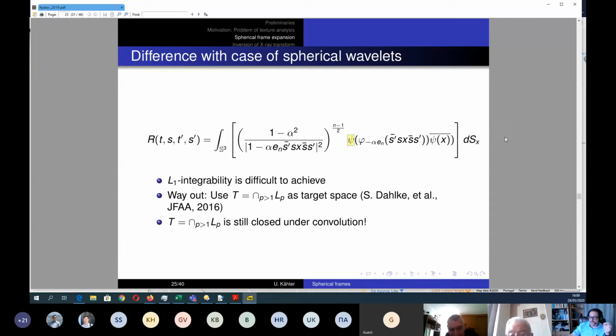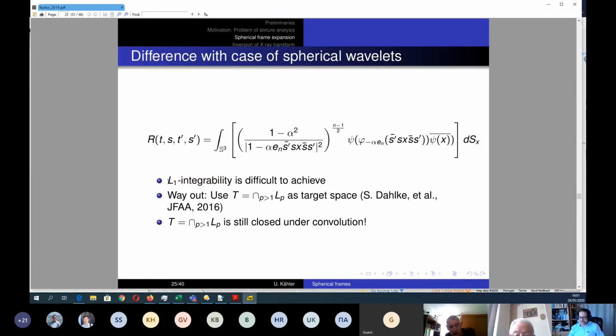To overcome this, there's a nice trick lately. You just have to think about why one needs L1 integrability here. Of course, because you use it for covering arguments and so on, and what L1 integrability gives you is that L1 is a convolution algebra. That's basically what is important for the reproducing kernel, when you move things around in the proofs.